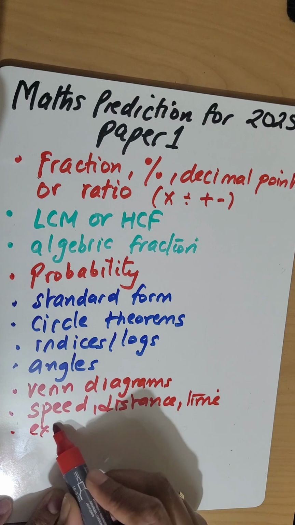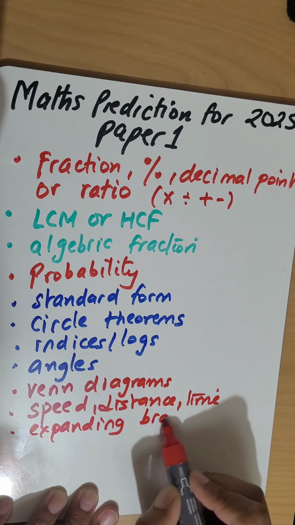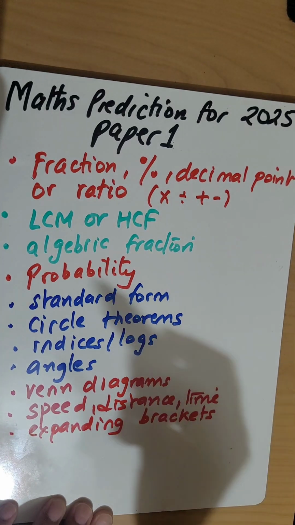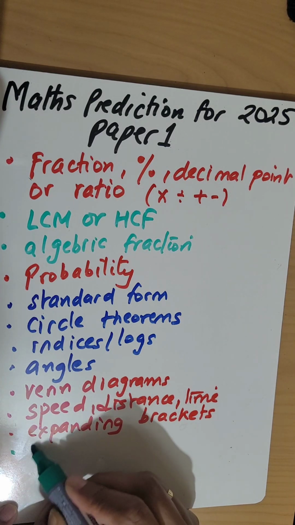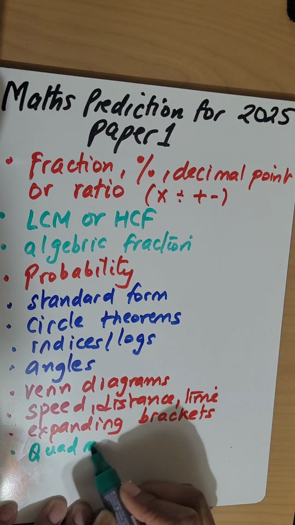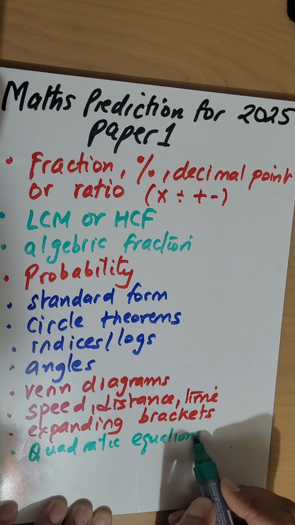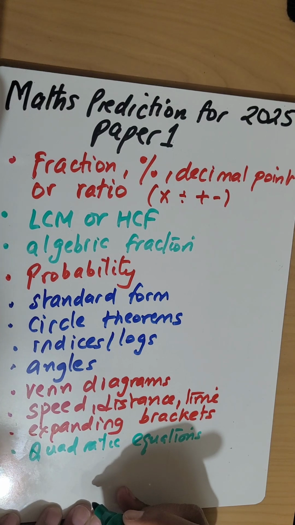Expanding brackets. So if you're doing a calculation, if you're multiplying, if you're squaring, they can ask you to expand brackets and then do the calculation itself. You might have quadratic equations. Again, these go on for quite a bit, so you need to make sure you are good with this.